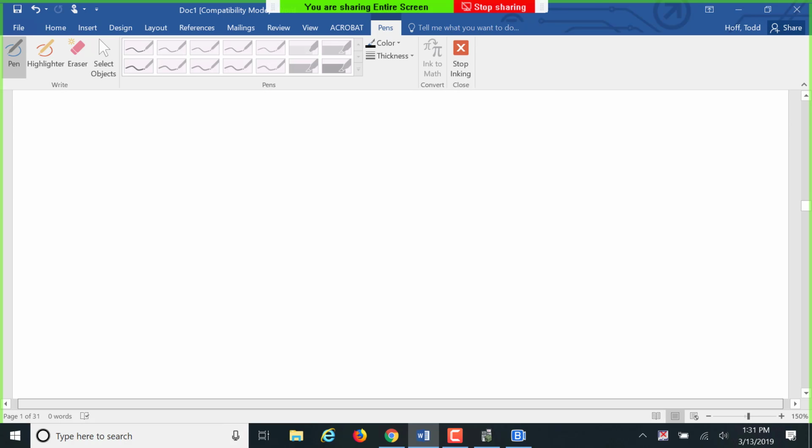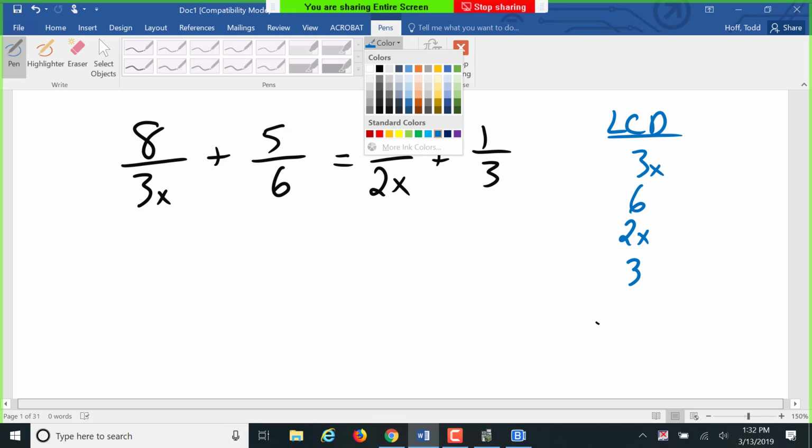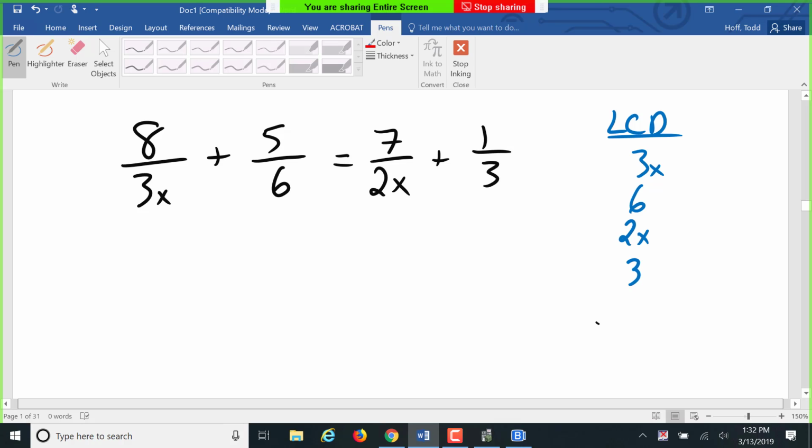But we can run into problems like this. Eight over 3x plus 5 over 6 equals 7 over 2x plus 1/3. What is our least common denominator here? We have 3x, 6, 2x, and 3. Well, for the numbers, 3, 6, and 2, what's our least common denominator there going to be? 6. And for the variable, it's always the highest power, so that'll just be x. So what that's telling us is we can multiply this whole equation by 6x.